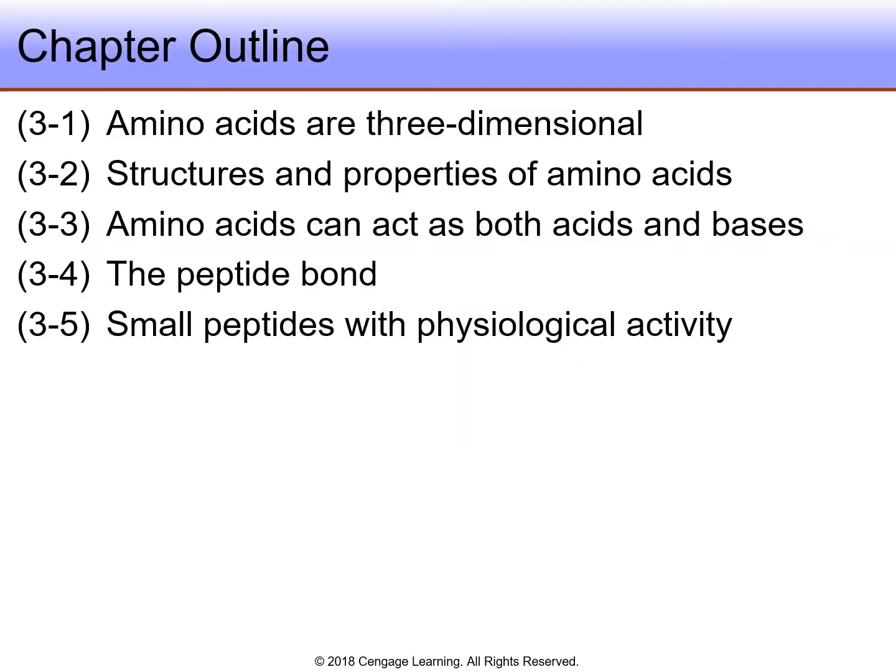Today we want to talk about chapter 3, amino acids and peptides, and we will cover the following sections. 3.1 amino acids are three-dimensional. 3.2 structures and properties of amino acids. 3.3 amino acids can act as both acids and bases. The peptide bond, and finally small peptides with physiological activity.